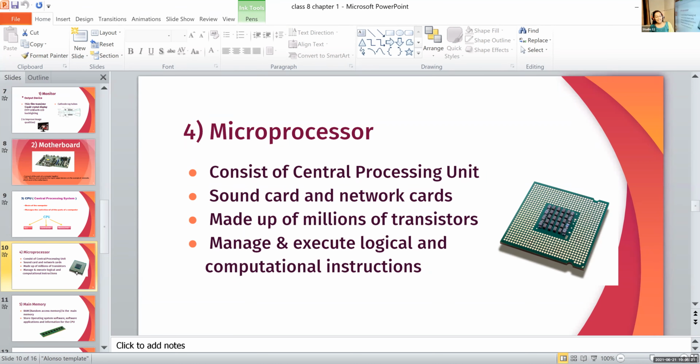Isn't it? Our brain is small, but it can do a lot of things. Our hands are big, but our brain can do more than that. Like that, even though the microprocessor is very small, it can do a lot of things. It manages and executes logical and computational instructions. It is a programmable device that can accept digital data.